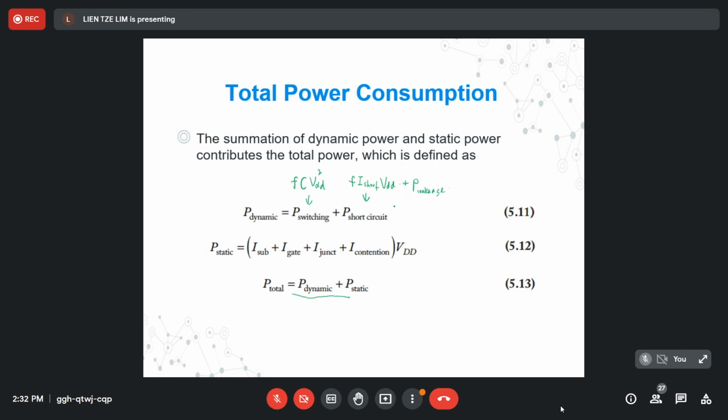For static power dissipation, you see here the leakage currents. This is the subthreshold leakage current, this is the gate leakage current, this is the junction leakage current, and this is the contention current. These have to be multiplied with the supply voltage.